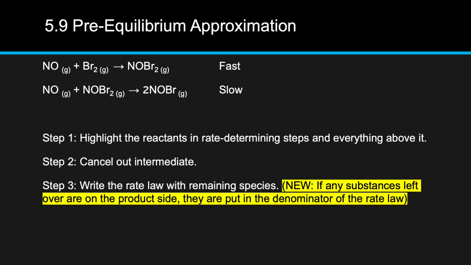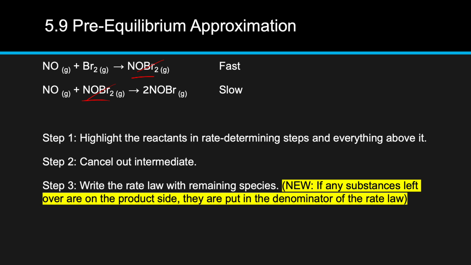So here we have a two-step mechanism where the first step is fast and the second step is slow, meaning the second step is our rate determining step. So when we are starting to build the rate law, we're going to focus on the reactants in the slow step, which are NO and NOBr2, and we're going to identify any intermediates. In this case, we have NOBr2 as our intermediate because it is created in step number 1 and consumed in step number 2, and it is nowhere else in the mechanism. So that is our intermediate.